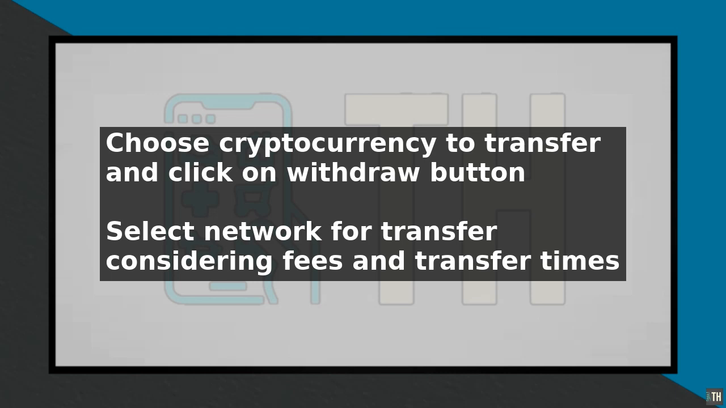To find this address, log into your Robinhood account and navigate to the cryptocurrency section. Click on the Deposit button and select the cryptocurrency you want to transfer. Robinhood will provide you with a unique deposit address. Copy this address and paste it into the recipient's address field on Crypto.com. Double-check that the address is correct, as incorrect addresses can result in lost funds.